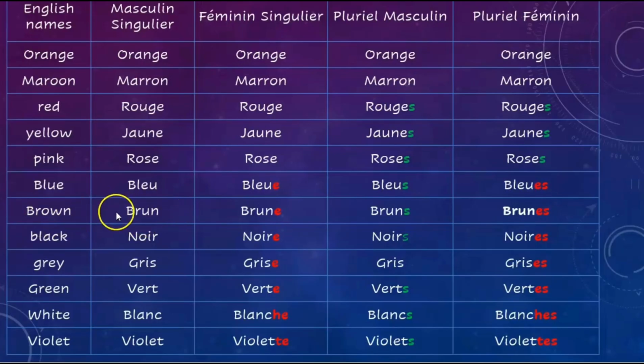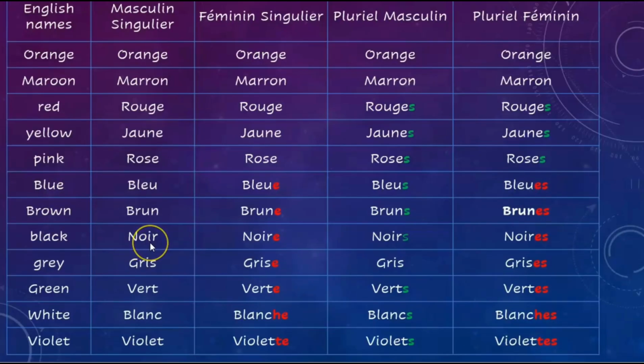Brown. French pronunciation is brun for masculine singular. For feminine singular, it's brune. To make it masculine plural, we add an S, so it becomes bruns. Pronunciation is the same, brun. And feminine plural becomes brunes. We add ES, brunes.